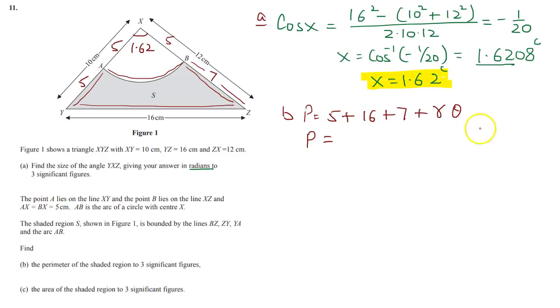Let's see what is r theta. We know the formula, L is equal to r theta. R is radius 5 and theta is 1.62. So that is 8.1. So the perimeter is equal to 5 plus 16 plus 7 plus 8.1. So that is equal to 36.1. Three significant figures. So that is the answer of part B.